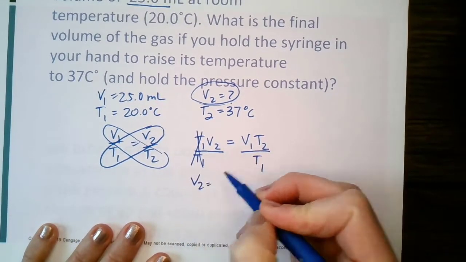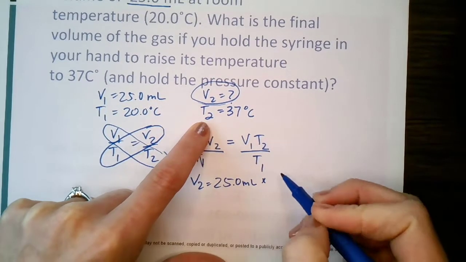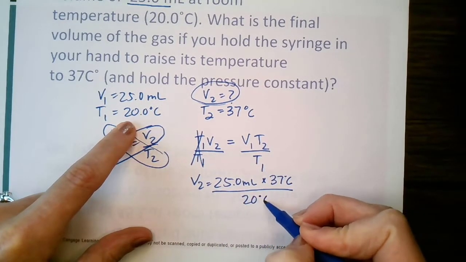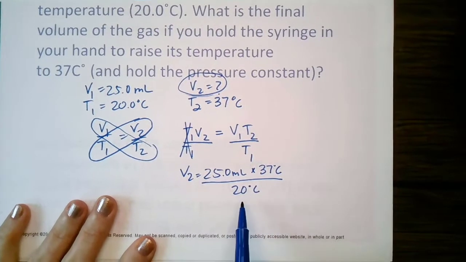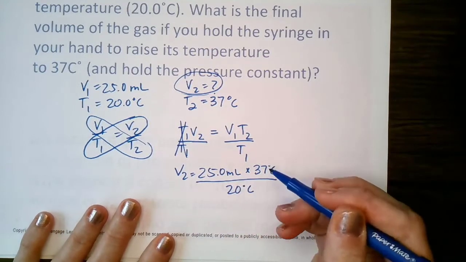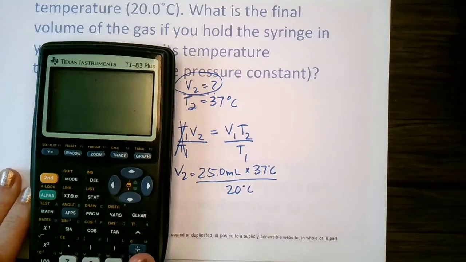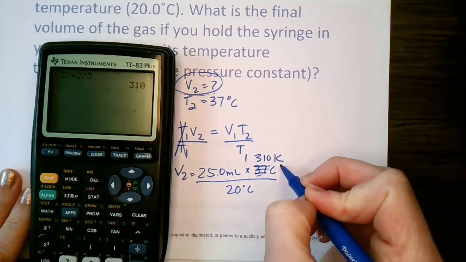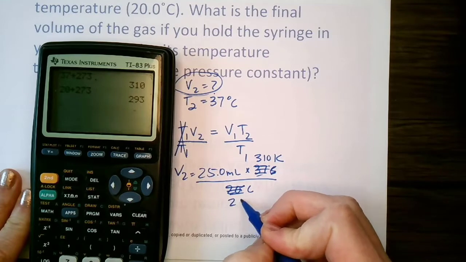Now we can say that V2 is equal to V1, so 25.0 milliliters, times T2, 37 degrees Celsius, divided by T1, 20 degrees Celsius. But also keep in mind, we have to have our degrees Celsius temperatures in kelvins. So I'm going to add 273 to both of these, because Celsius temperatures can go into negative numbers, and that's not going to work for our problems here. So 37 plus 273 is actually going to be 310 Kelvin, and 20 plus 273 is actually going to be 293 Kelvin.